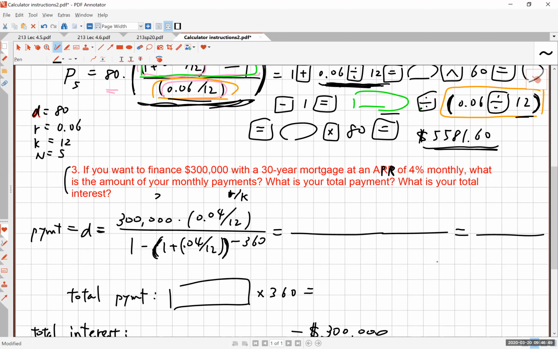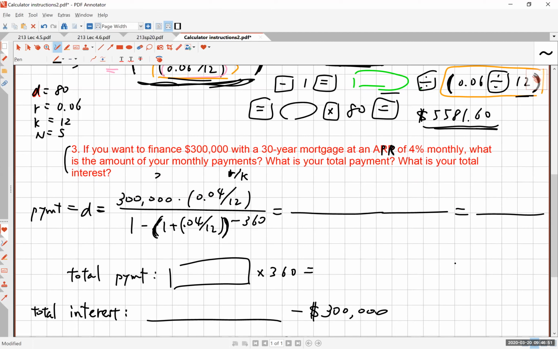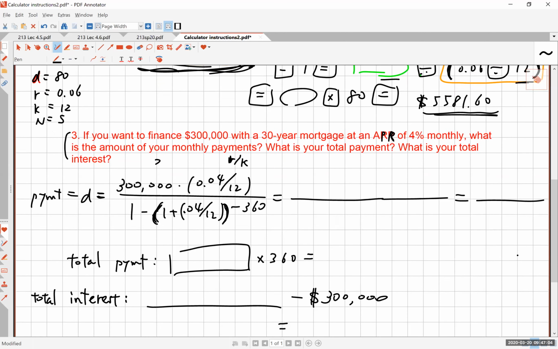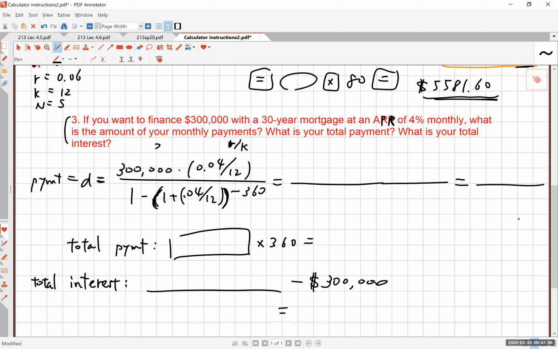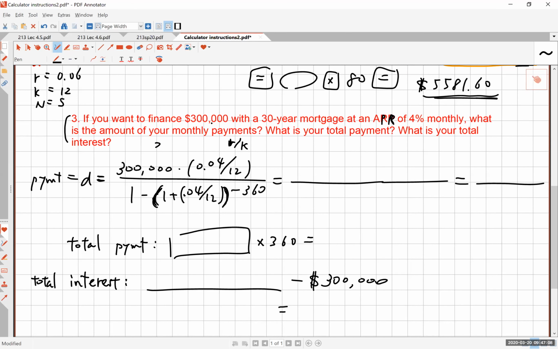All right, number 3. This is the last question from lesson number 9. If you want to finance $300,000 with a 30-year mortgage at an APR of 4% monthly, that's a pretty good rate. And $300,000 is sort of a typical, maybe even a lower end of a mortgage, especially in Southern California for a house. What is the amount of your monthly payment? And what's your total payment? And what's your interest you pay in total?